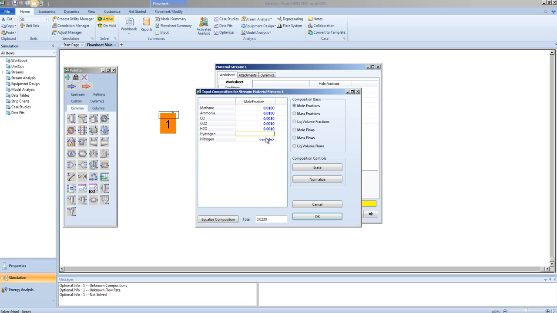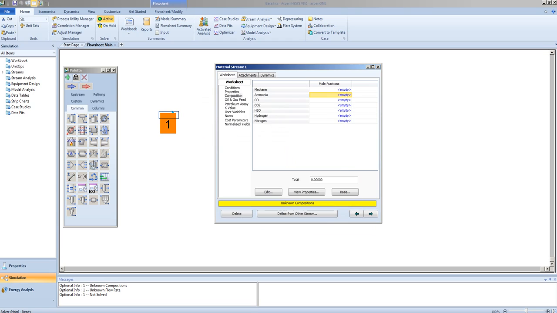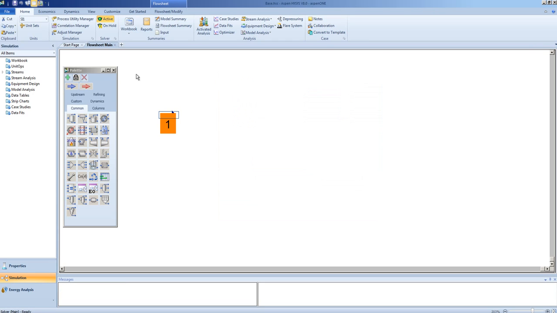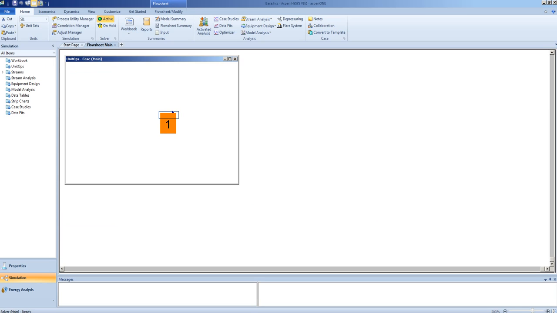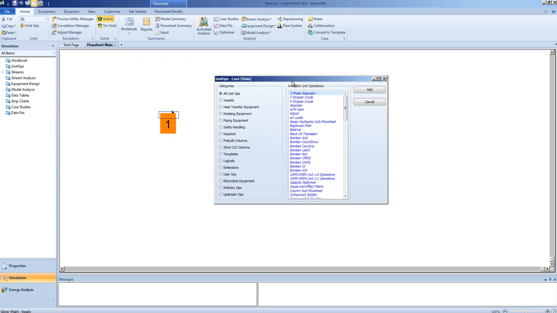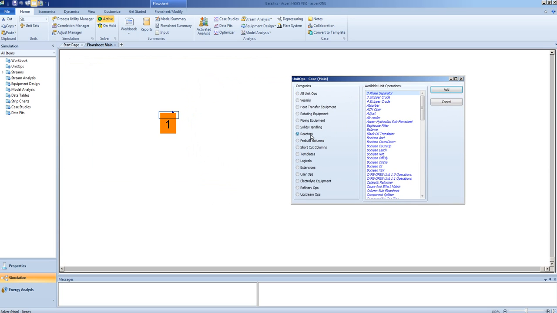Sorry, we want to specify the nitrogen as 0.2 and the hydrogen as the remainder, 0.777. Right? Mole fractions equal 1. Our stream is fully defined. To access the conversion reactor, we will use the function 12 key. Go to Reactors, and we will utilize a conversion reactor.